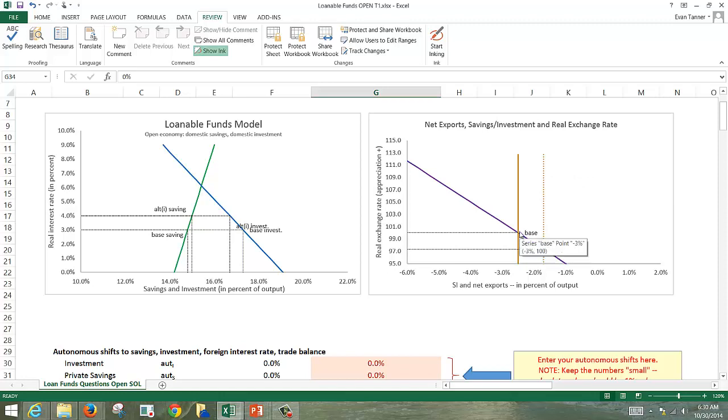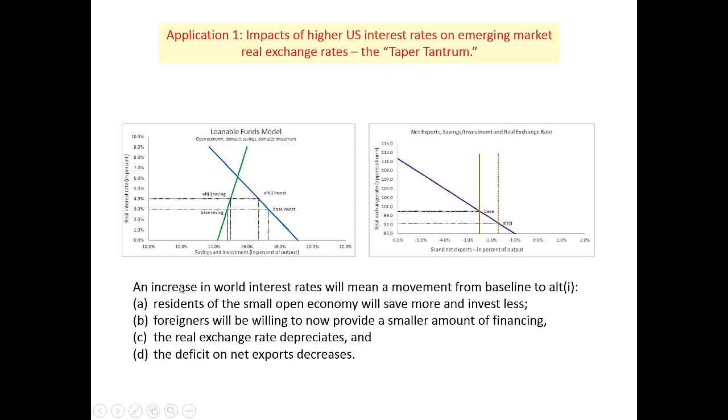And you can see that along with a lower trade balance or net export deficit, that is to say more exports, less imports, we have a less valuable real exchange rate, a real depreciation. So let's summarize our results. An increase in world interest rates will mean a movement from the baseline to alternative 1. Residents of the small open economy will now save more and invest less. Foreigners are now willing to provide a lower amount of financing than previously. The real exchange rate depreciates and the deficit on net exports decreases.